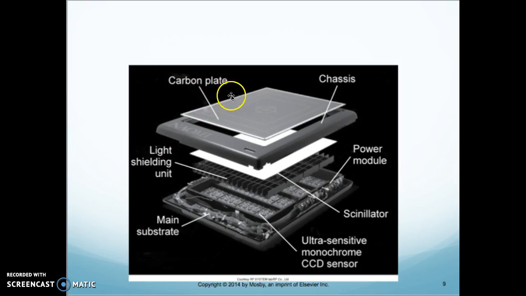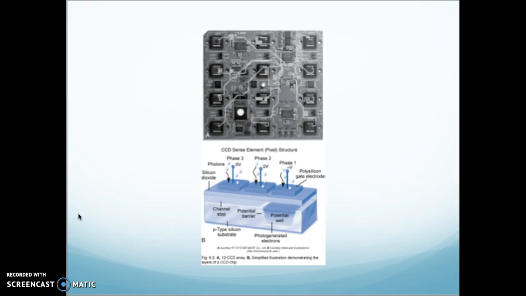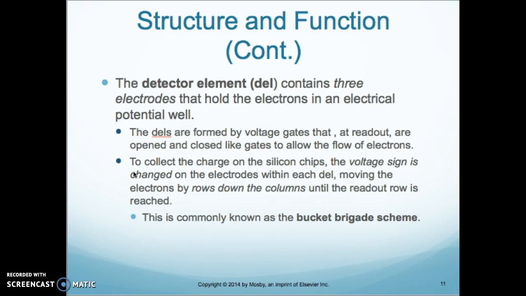Here's your carbon plate with your chassis. You've got your light shielding unit, your scintillator, your power mode, and your CCD sensors here, which we're going to take a look at in just a minute, and your main substrate. And here you can see the layout of how it's all tied together for each one.